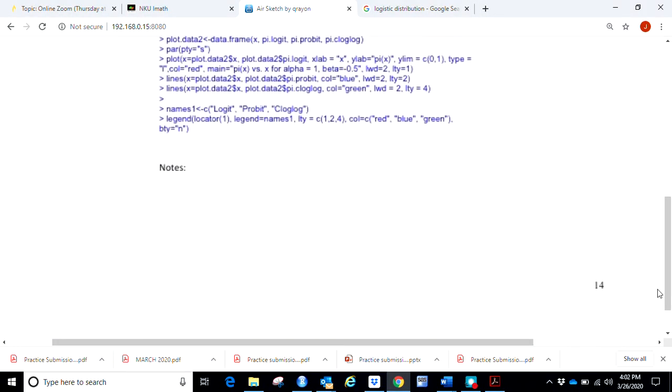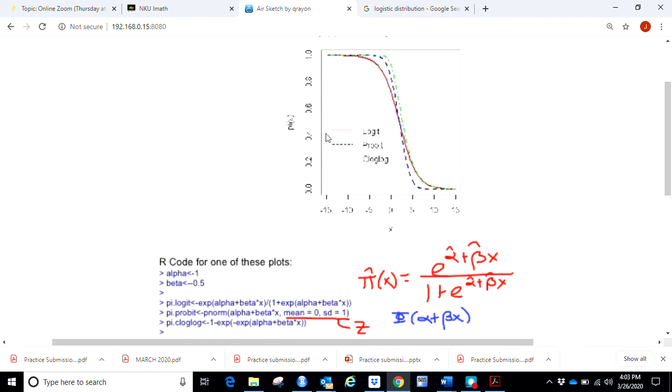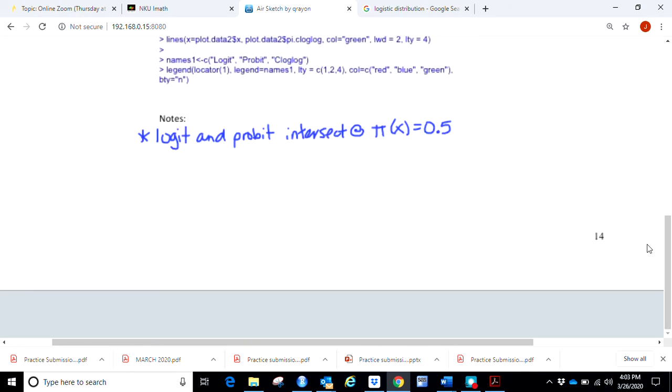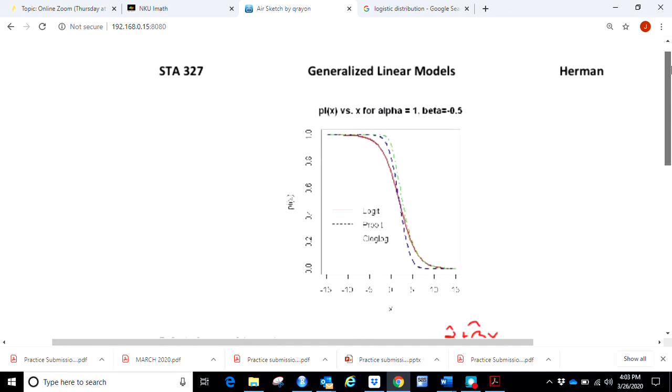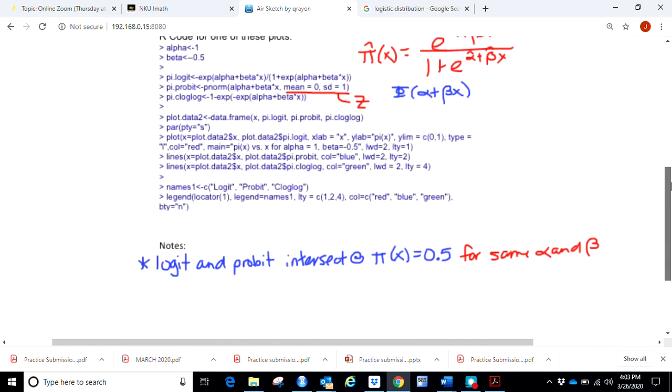All right, next let's talk through a few notes about comparing these different link functions. So our first note is looking at the logit and the probit. The logit and the probit actually intersect when pi is 0.5. So I go back up here and look at my graph where pi is about 0.5. That's where that blue and red line are going to cross. And that's going to always be true for the same alpha and beta. So do notice that here I use the same alpha and beta. There are times that you're not going to probably get the same alpha and beta when we're actually fitting data. So here I force them all to have the same alpha and beta. So this is going to be true when they have the same alpha and beta.